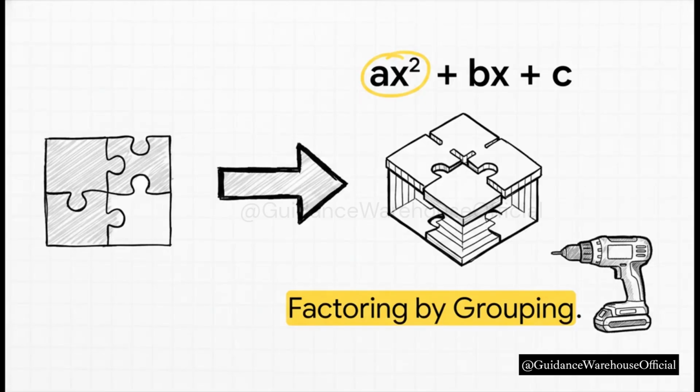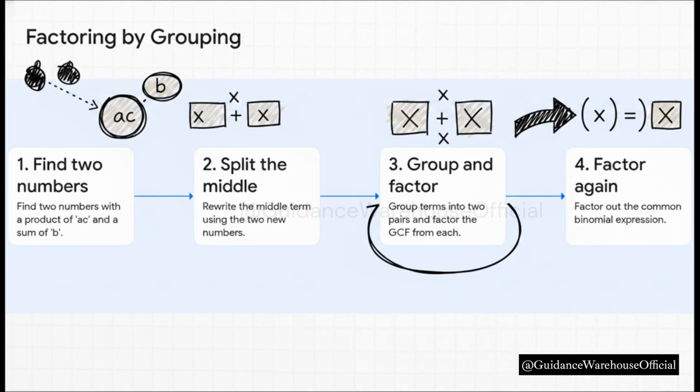But what if there's a number out front of that x squared term? Well, that just means we've leveled up to the advanced puzzle. And for this, we have a really powerful method in our toolbox, a special technique called factoring by grouping. Now, I know this looks like a lot of steps, but trust me, it's a super logical process. The whole trick is in step 1. Instead of looking for numbers that multiply to c, you're looking for numbers that multiply to a times c.